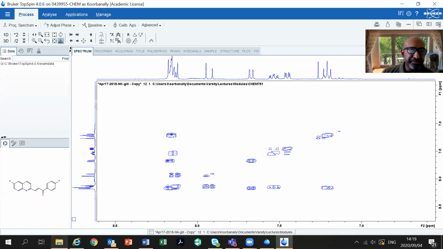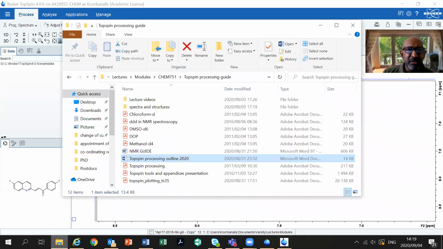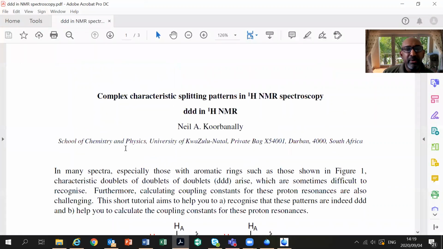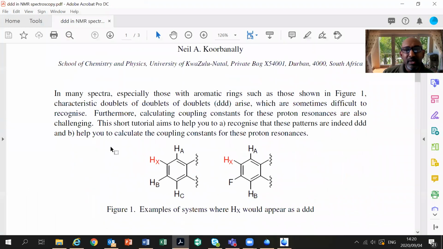Right now, you've done doublets and triplets and everything else in your lectures. I'm just going to take you through one of my handouts that I've made over the years. And this explains what a doublet of doublets is, right?